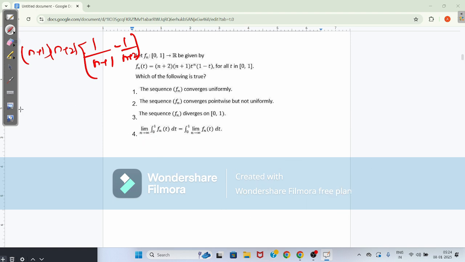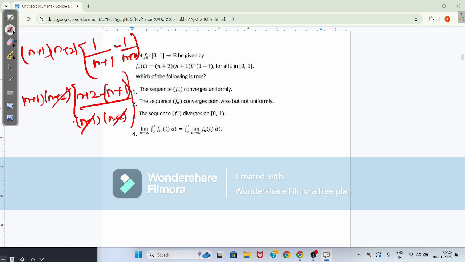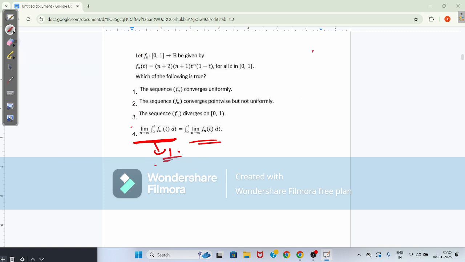So n plus 1 into n plus 2 into n plus 2 minus n plus 1, over n plus 1 into n plus 2. Okay, this value gets cancelled out, so the remaining value will be n plus 2 minus n minus 1. Okay, these two get cancelled out, giving 1. So when you find the value here, this value again, find this value here from 0 to 1.